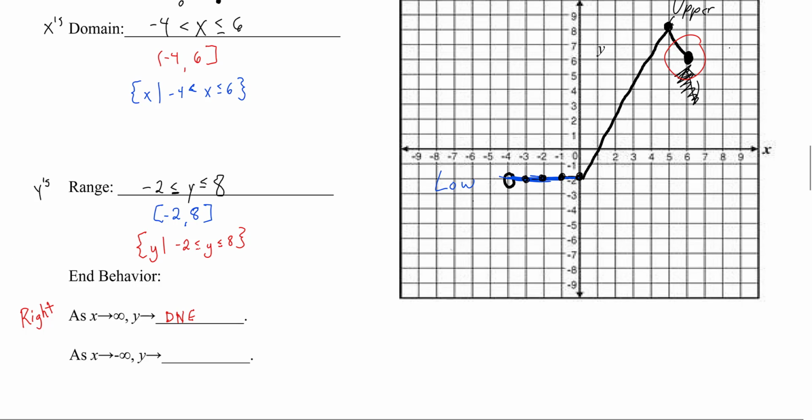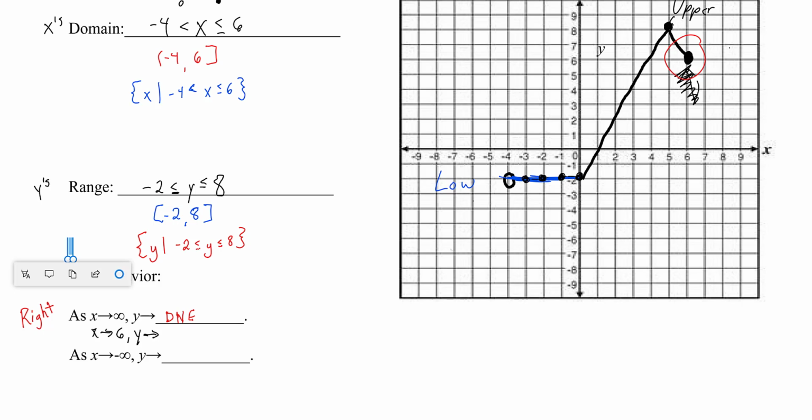But we could also say as x approaches 6, because that's the rightmost x coordinate in this problem. What is y approaching when x gets to 6? And it's also 6. So that rightmost point is (6, 6).